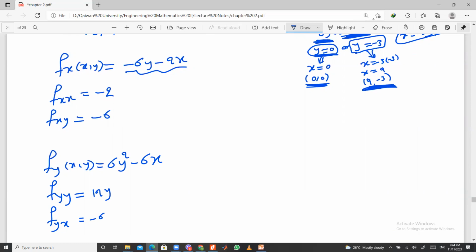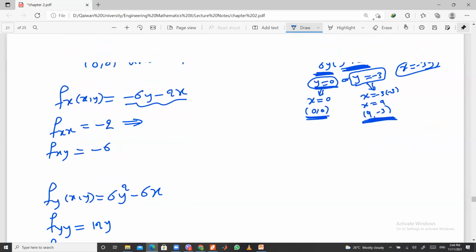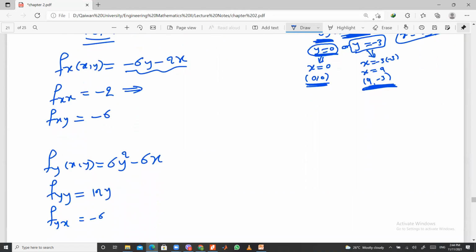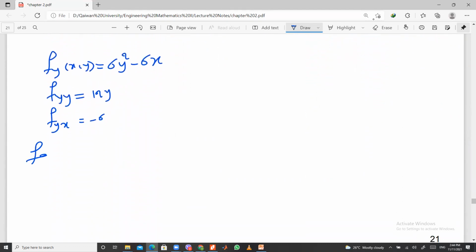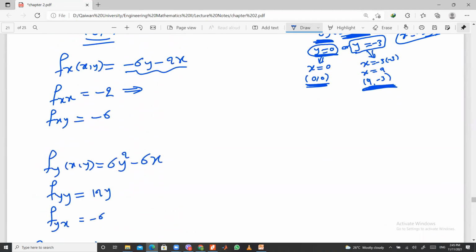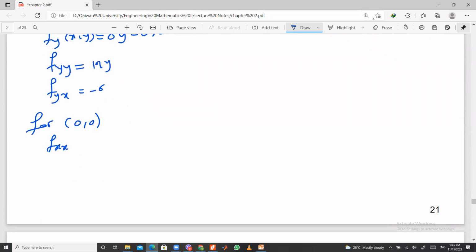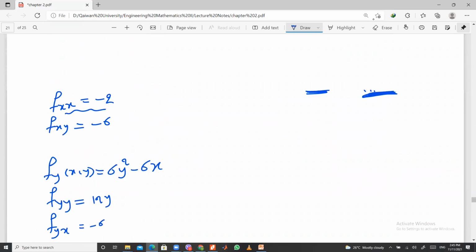Now, we are gonna find the partial derivatives at the first critical point for this one. That means we replace x by 0 and y by 0 at each partial derivative. And then we are gonna find g, okay? Here, for 0, 0, we don't need to find f sub x. f sub xx is minus 2.